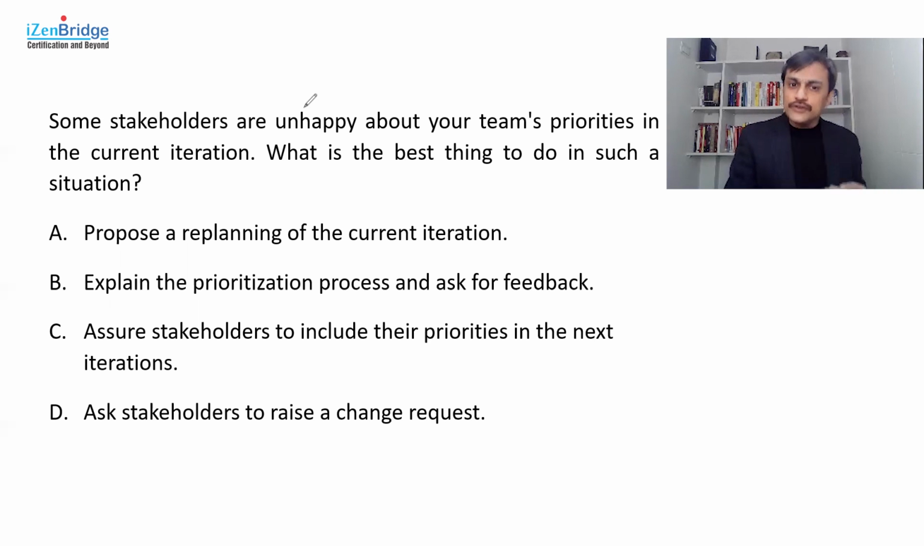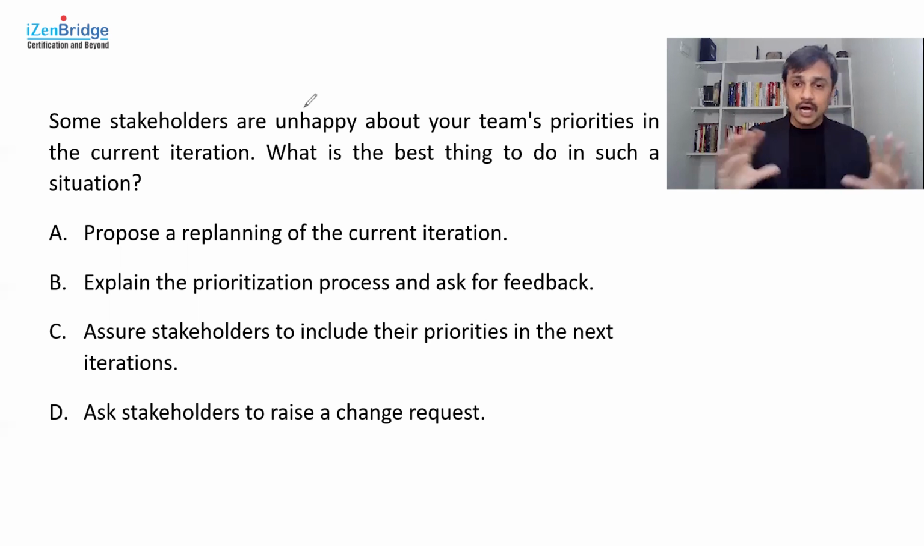So proposing the replanning of the current iteration and disturbing it doesn't seem to be the right thing to do. So option A, which is talking about that we need to do something about our current iteration, may not necessarily be the right option. So I just keep it aside and move forward. Explaining the prioritization process and asking for feedback, that seems to be a good option for me.